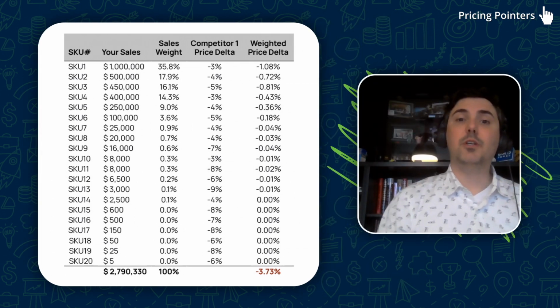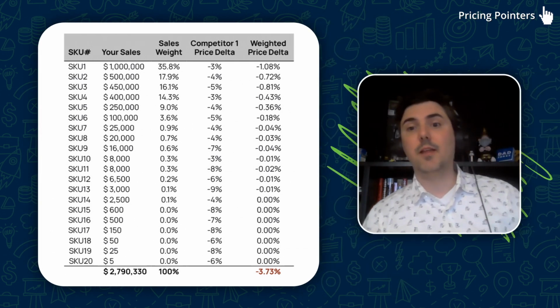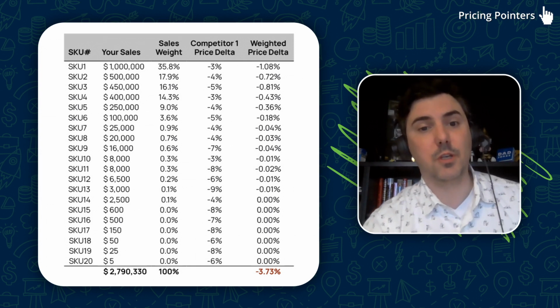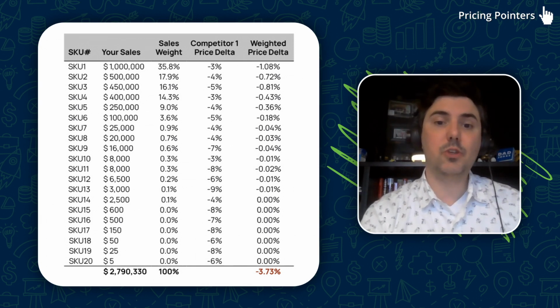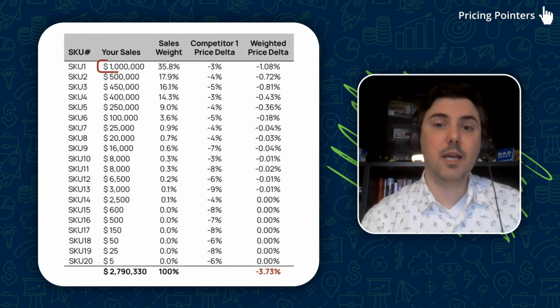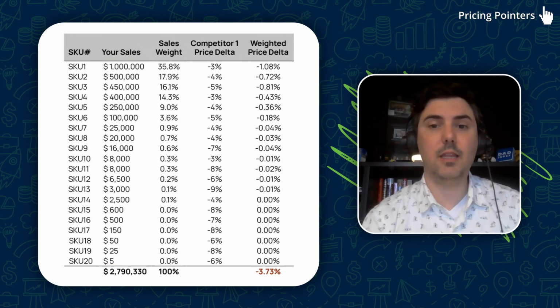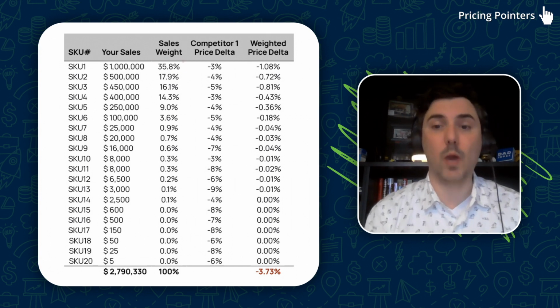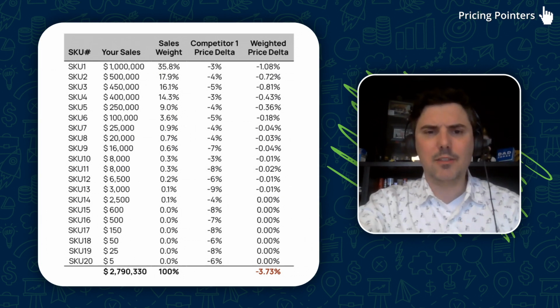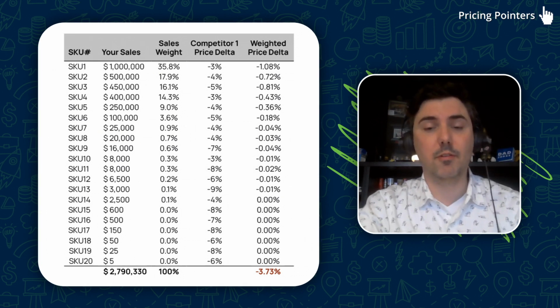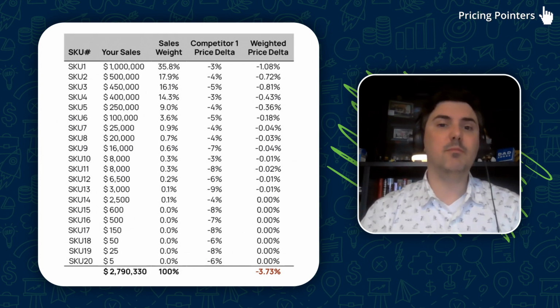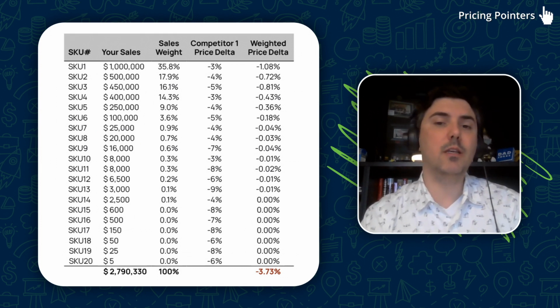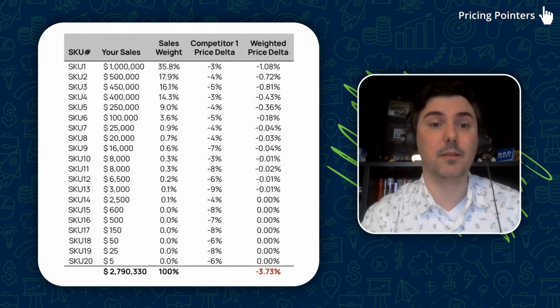So the sales weight column shows the sales for each individual SKU, and then we divide that by the total for all SKUs. Putting that in another way, SKU 1 has sales of $1 million, and that's out of $2,790,330. Okay, that means it's a 35.8% weight. Compare that against SKU 8. SKU 8 only sells $20,000, and if you divide that by that total of 2.7, almost $2.8 million, you get a weight of 0.7%, less than 1%. One other note is that the sum of sales weight has to add up to 100. You need to have 100% of your sales.